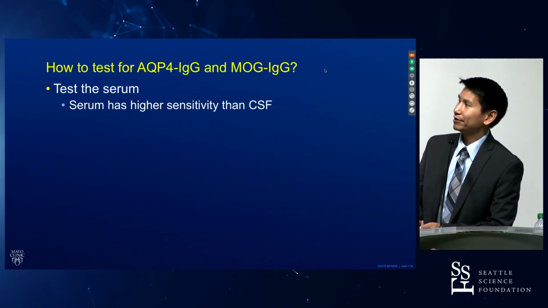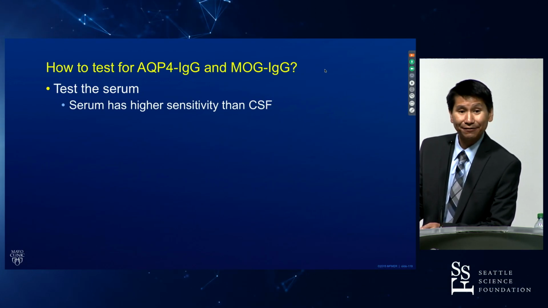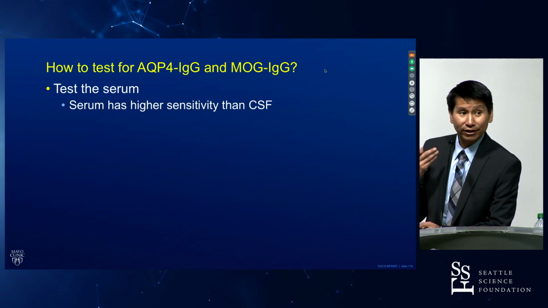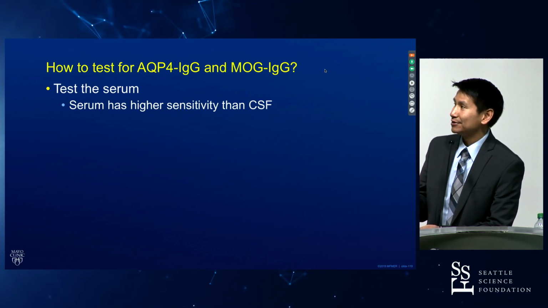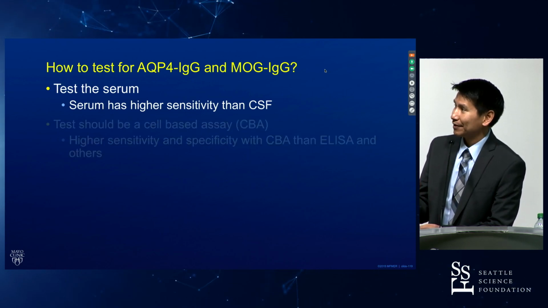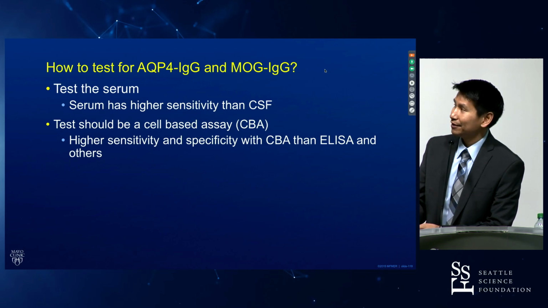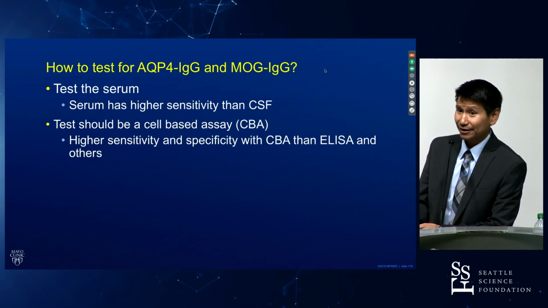And then how do we test for it? You actually want to test the serum, not the CSF. It's thought that the antibodies actually get created in the serum, and then there's a breakdown in the blood-brain barrier, and then they get access to the CSF. So you're going to test the serum. And you want it to be a cell-based assay, because that's testing those antibodies in their conformational form. It's much more sensitive and specific than ELISA and some of the other tests available.